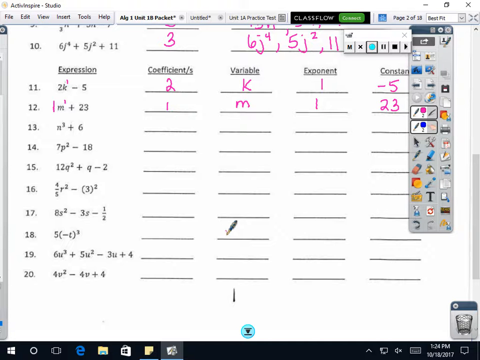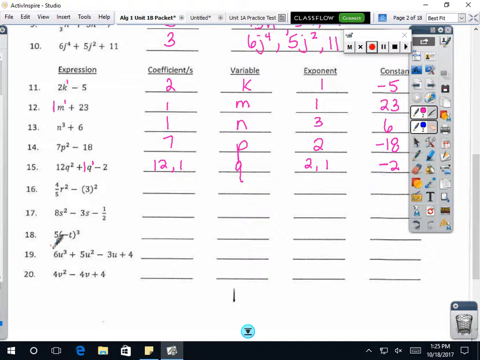Okay, what about number 13? What's the coefficient there? Variable, exponent, and constant 6. Number 14, coefficient, variable, exponent, and constant. Okay, number 15, coefficient or coefficients. Right, there's 2 this time because you have the same variable. They're both q's, but one's q squared, one's q to the first. This one's coefficient is a 12. What is this one's coefficient? 1. Now, the variable's q, and then the exponents are what? 2 and 1.